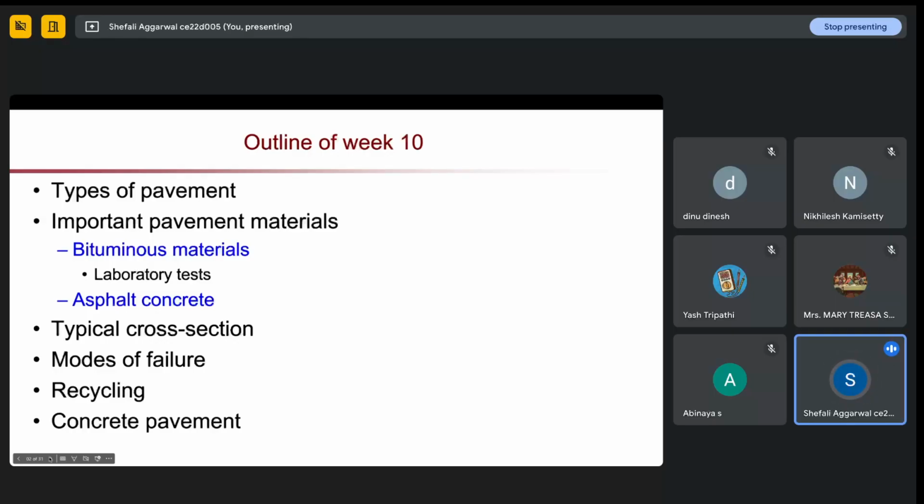Mainly, we will talk about bituminous material and the different tests of bituminous material, then asphalt concrete, and also concrete pavement. Another thing is the typical cross sections of both asphalt concrete and concrete pavement, the different modes of failure in asphalt concrete, and how asphalt concrete can be recycled. In the same way we will talk about the different concrete pavements.